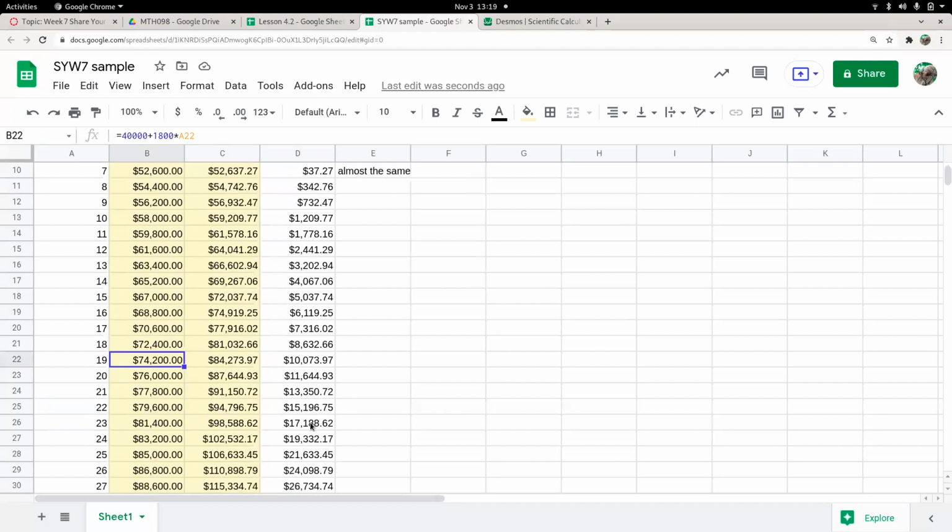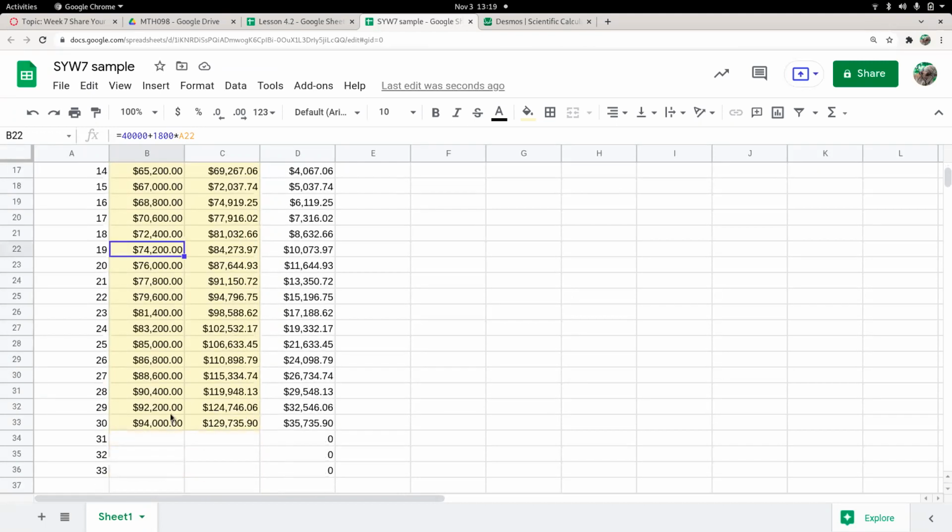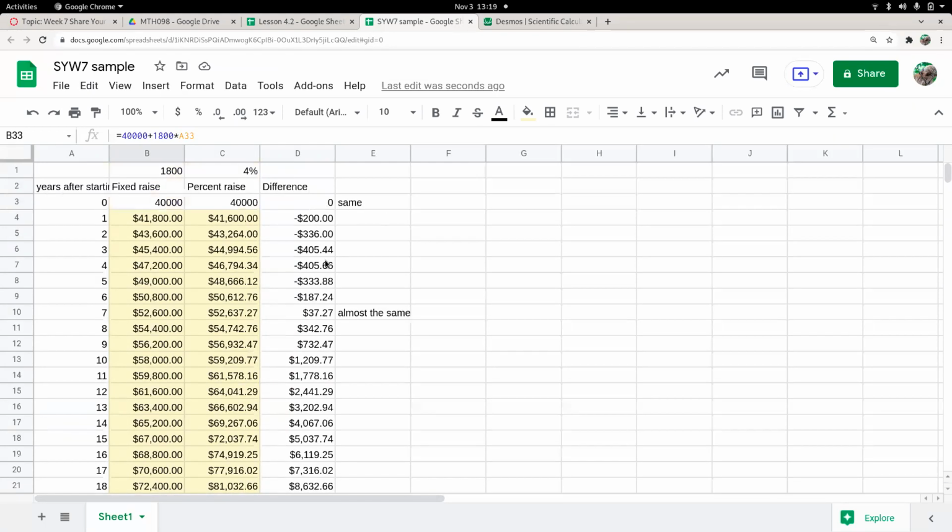So definitely 30 years later, at the fixed raise, I'm making like 130,000, whereas if I went with the other job, I'm only making 94,000. That's a big difference. 30 years is a long time later, but what's the point? The point is percent raise, exponential growth always beats linear growth eventually. And I just want you to play around with that idea in a spreadsheet. And then you'll share your spreadsheet.